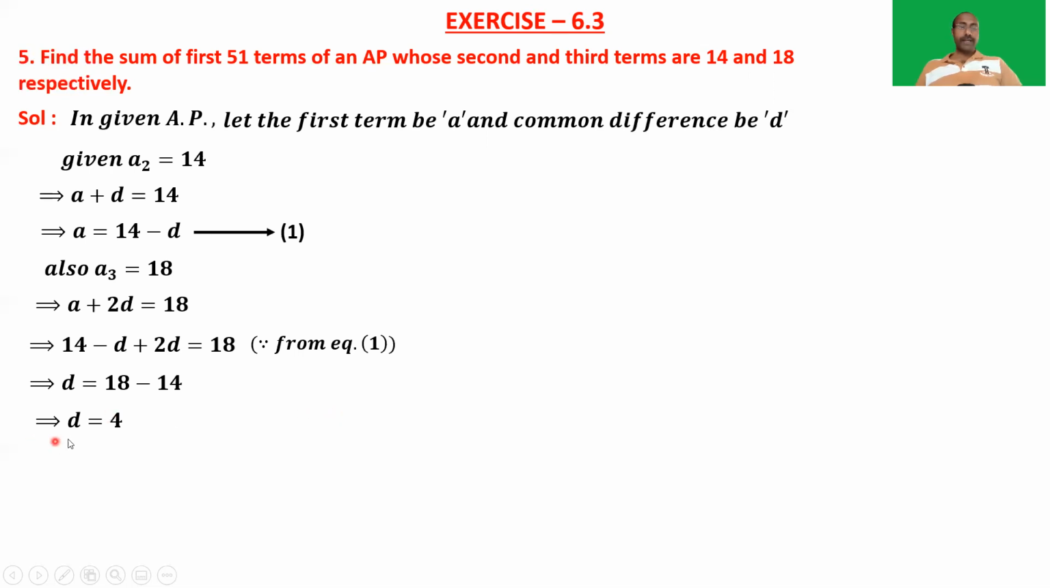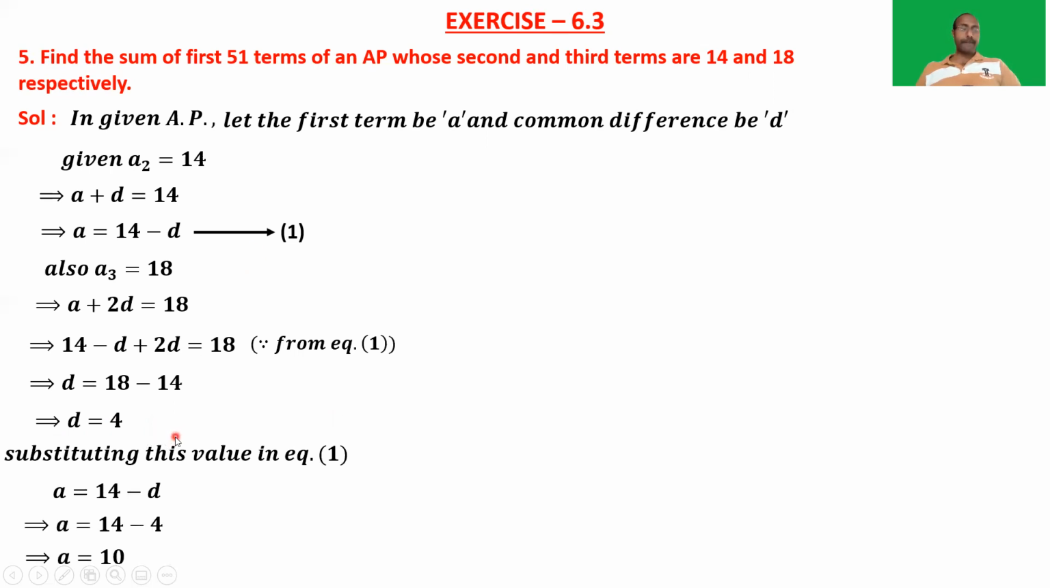So in that way we got the common difference D equal to 4. And substituting this value in equation 1, we get the value of A. That is A equal to 14 minus D, and we got D equal to 4. So 14 minus 4 equal to 10. So the first term A is equal to 10 and common difference D equal to 4.